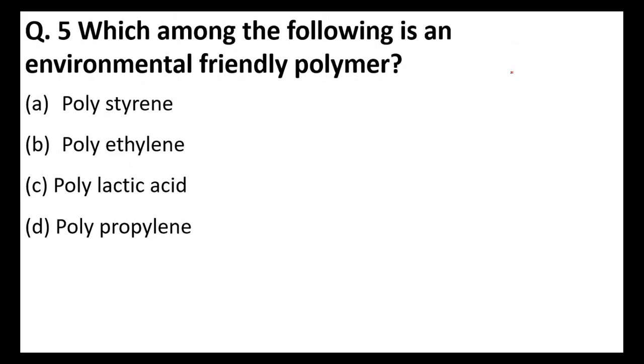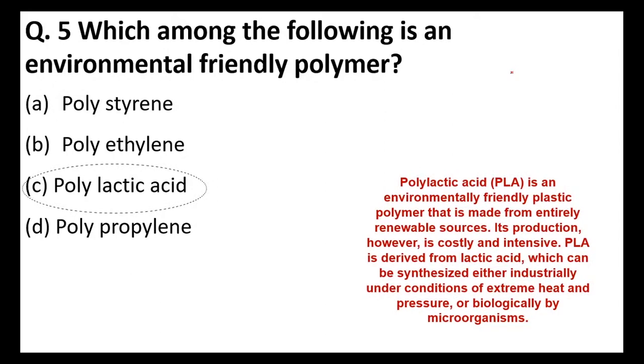Which among the following is an environmental friendly polymer? Polystyrene, polyethylene, polylactic acid, or polypropylene? The correct answer here is option C, polylactic acid. So this is an environmental plastic polymer made up of renewable sources. What are renewable sources? That don't get exhausted. For example, sun is a renewable source because you know that sun is going to last forever. So they are saying polylactic acid is synthesized either industrially under condition of extreme heat and pressure, or biologically by microorganisms. There are two ways. So this is a good, environmental friendly polymer.